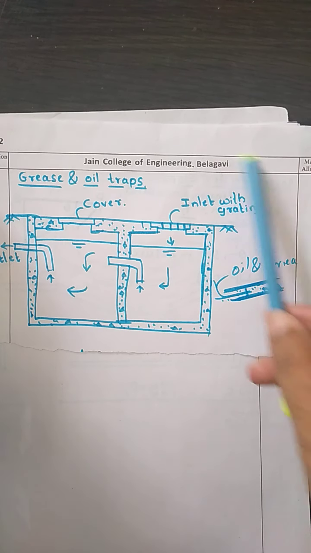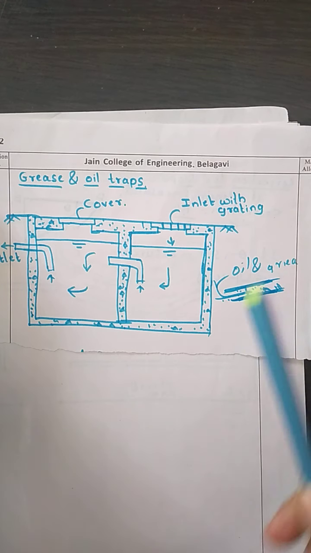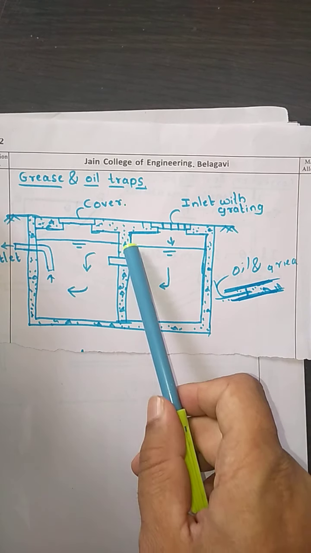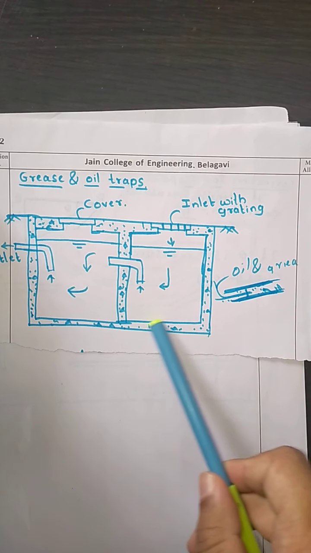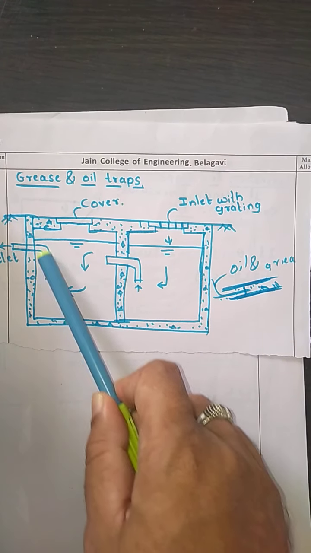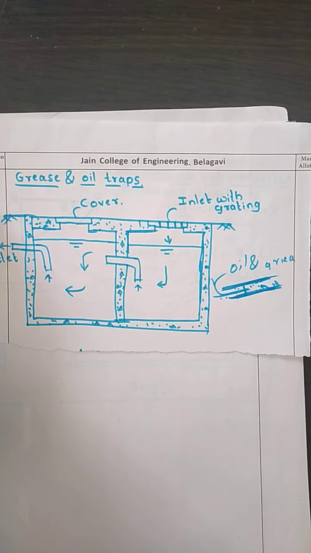Here we have provided an inlet with a grating. The reason is that large floating matter should not enter the oil and grease trap. The oil and grease will be retained in this particular chamber, and only the wastewater flows outside. So this is how oil and grease are removed from the wastewater.